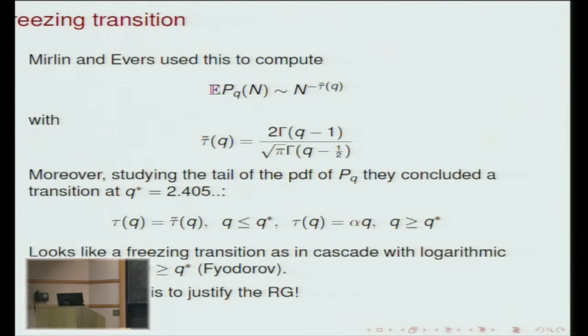I mean, it's just explicit. It's not quadratic like we had in the cascade. It's more complicated. They also studied the tail of the probability distribution of this, and they concluded that there is a transition at the critical value of the q, where you go to the participation rate up to that in the high temperature regime, let's call it like that. It's given by how the expected value scales, and after that you have sort of shifted from the typical to the extreme values.